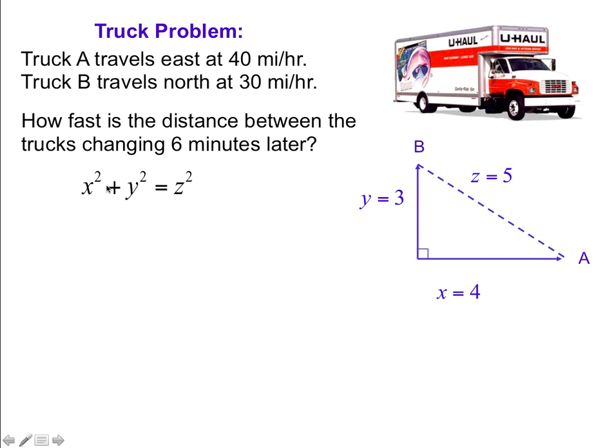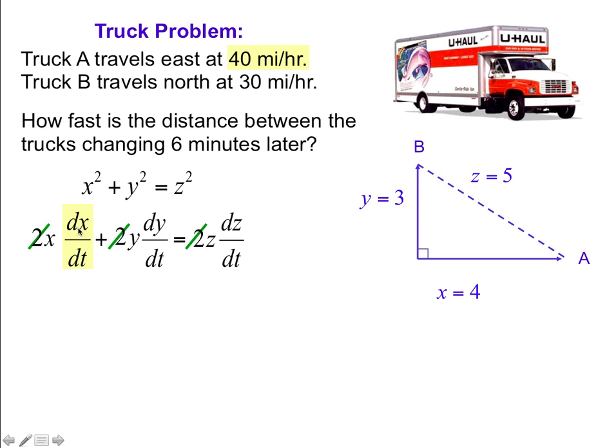So let's go ahead and differentiate this. Differentiating x squared gives us 2x dx/dt. Differentiating y squared gives us 2y dy/dt. And differentiating z squared gives us 2z dz/dt. We can simplify that by getting rid of the 2's if we want to. And so we have this relationship then that the x position times the x rate plus the y position times the y rate equals the z position times the z rate.